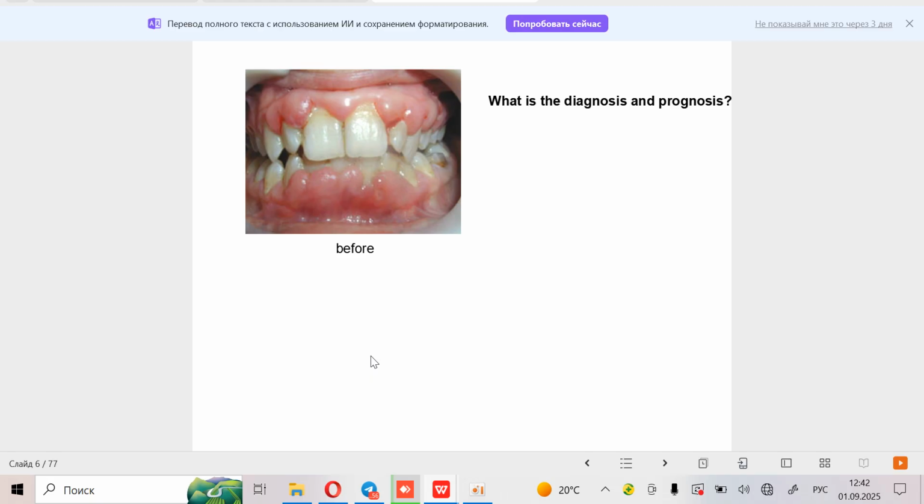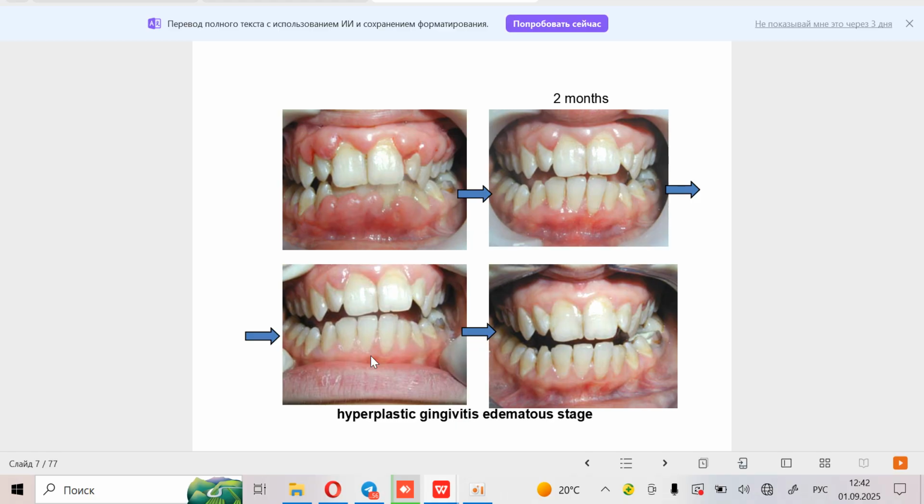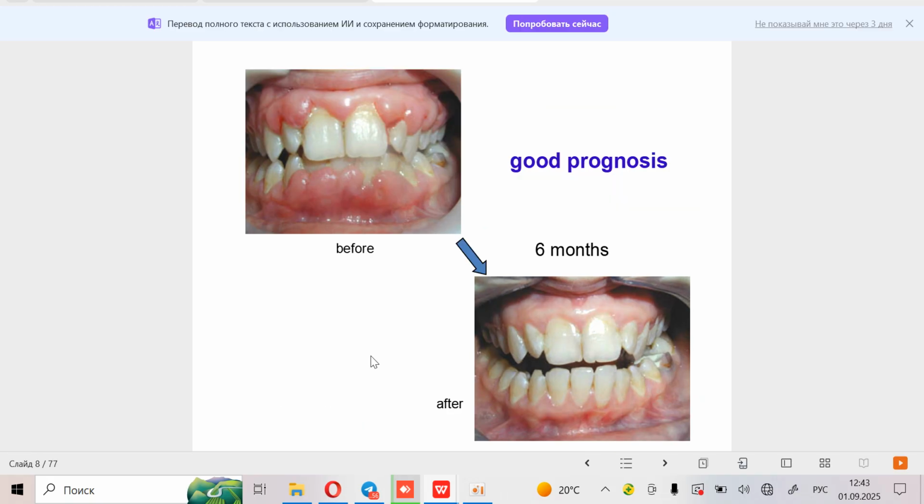Clinical picture before and after 2 months of treatment. Diagnosis: this is hyperplastic gingivitis at the metastasis stage. And now you can see the good prognosis, of course, after 6 months treatment. And this patient has a good treatment and good prognosis.